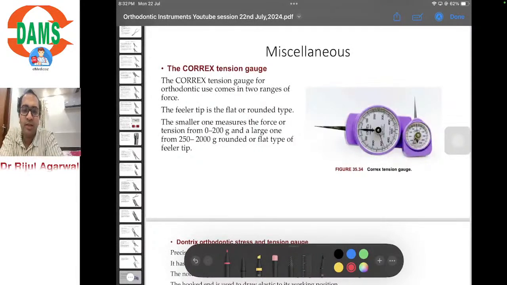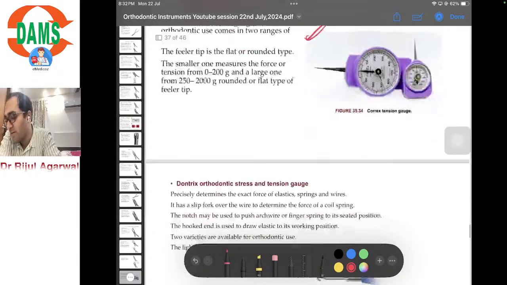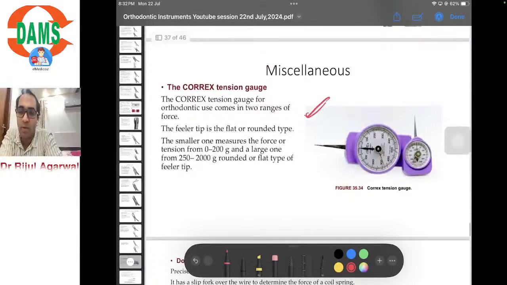Next comes the miscellaneous instruments. The first one is very important, the Corex gauge. The Corex gauge and next the Dontrix gauge are both very important, used to measure force levels and values. If you remember from your myofunctional appliances and orthopedic appliances, the various force levels mentioned for headgears and face masks, these instruments are used for that. The Corex gauge is used to measure heavy forces in orthopedic appliances, ranging from 200 to 2000 gram.